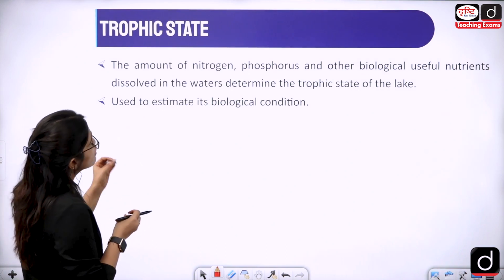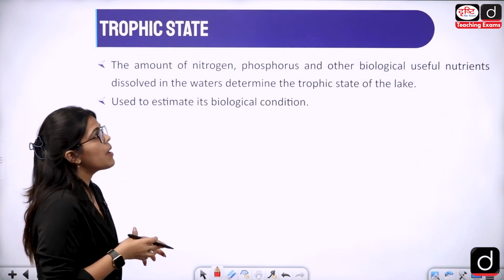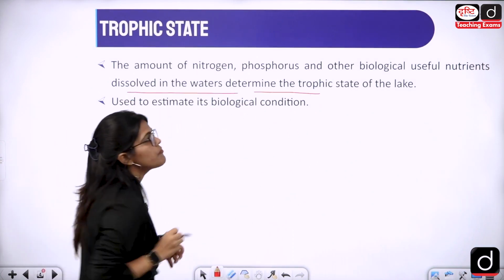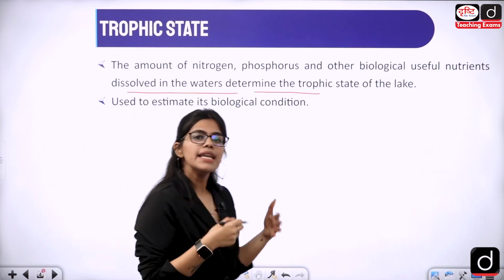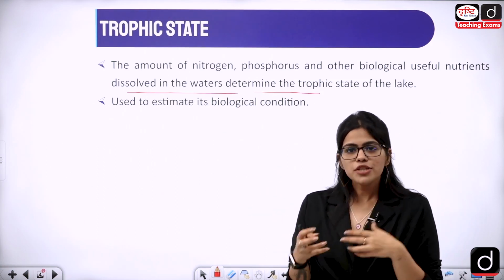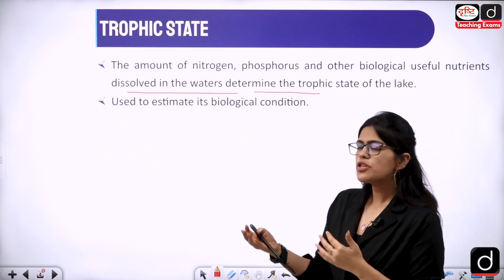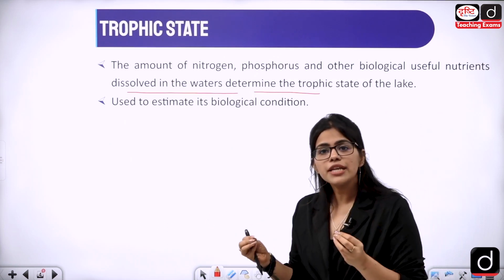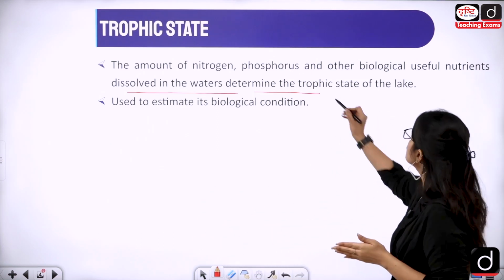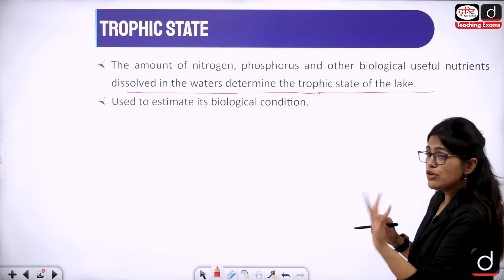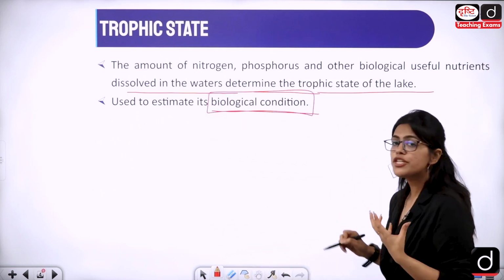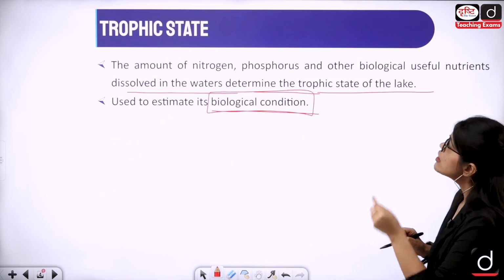Trophic state. The amount of nitrogen, phosphorus and other biologically useful nutrients dissolved in the water determines the trophic state of the lake. So you know whether the lake is fit or not by looking at the state of the water body. Just as you check the temperature and understand whether the person has fever or not, similarly you can check the type of the lake or the fitness of the lake by looking at the trophic state of the lake. We use it to estimate the biological condition of a particular water body. We call it the trophic state.